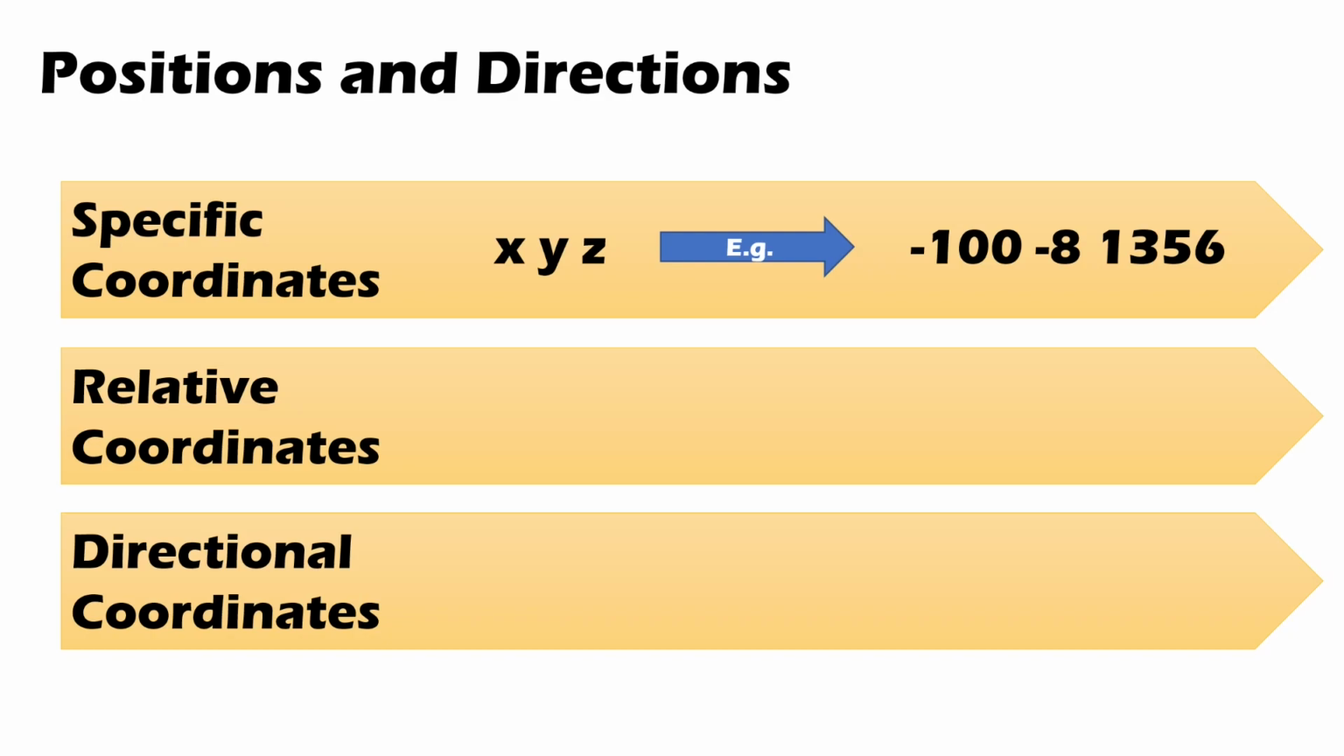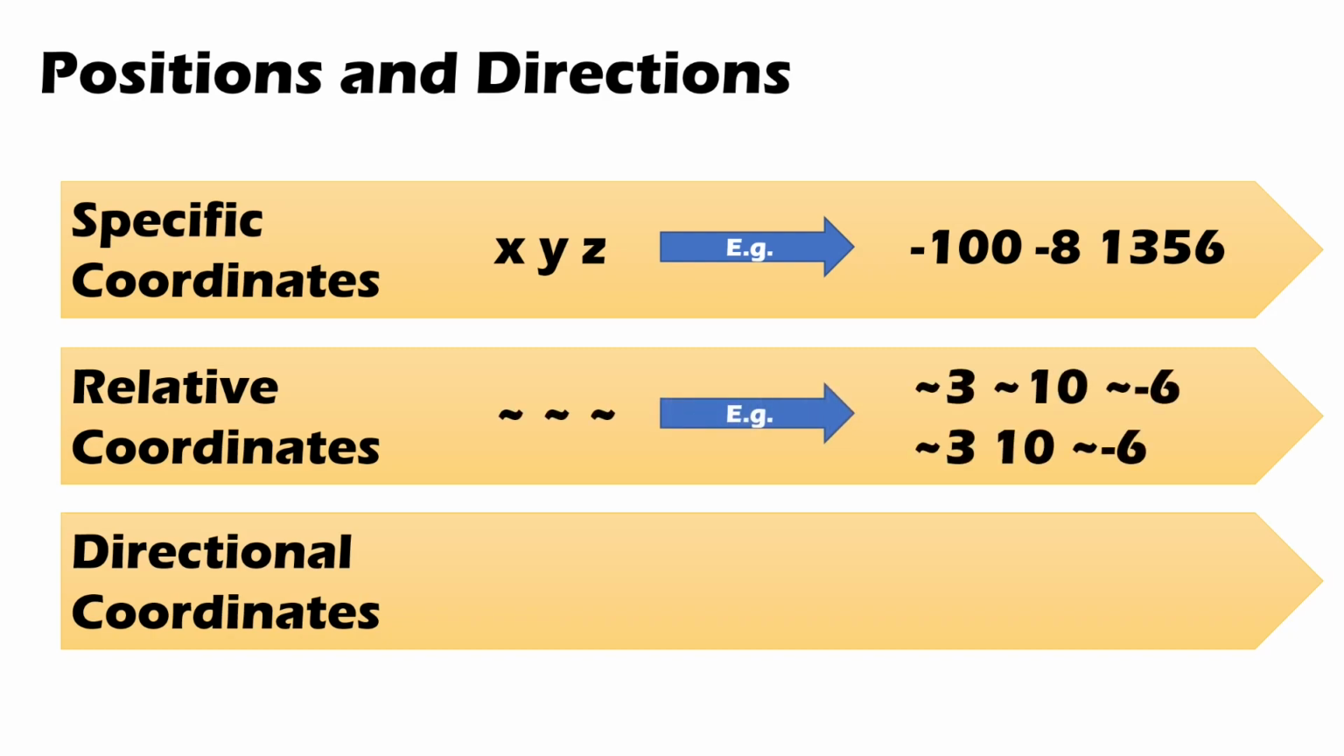It's the exact position, the coordinates in the world that you want to refer to. So -100, -8, 1356 refers to that specific coordinate in the world. Okay, so hopefully that's fairly straightforward. Relative coordinates are a little bit more complicated, but still not too bad.